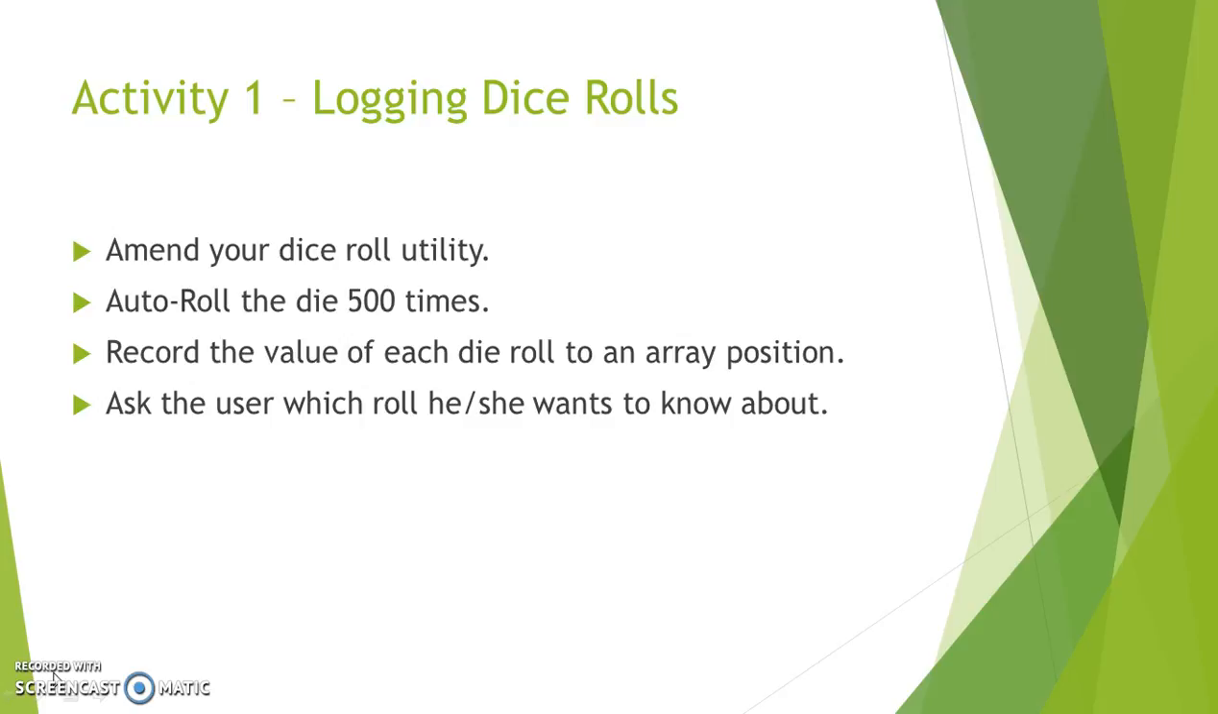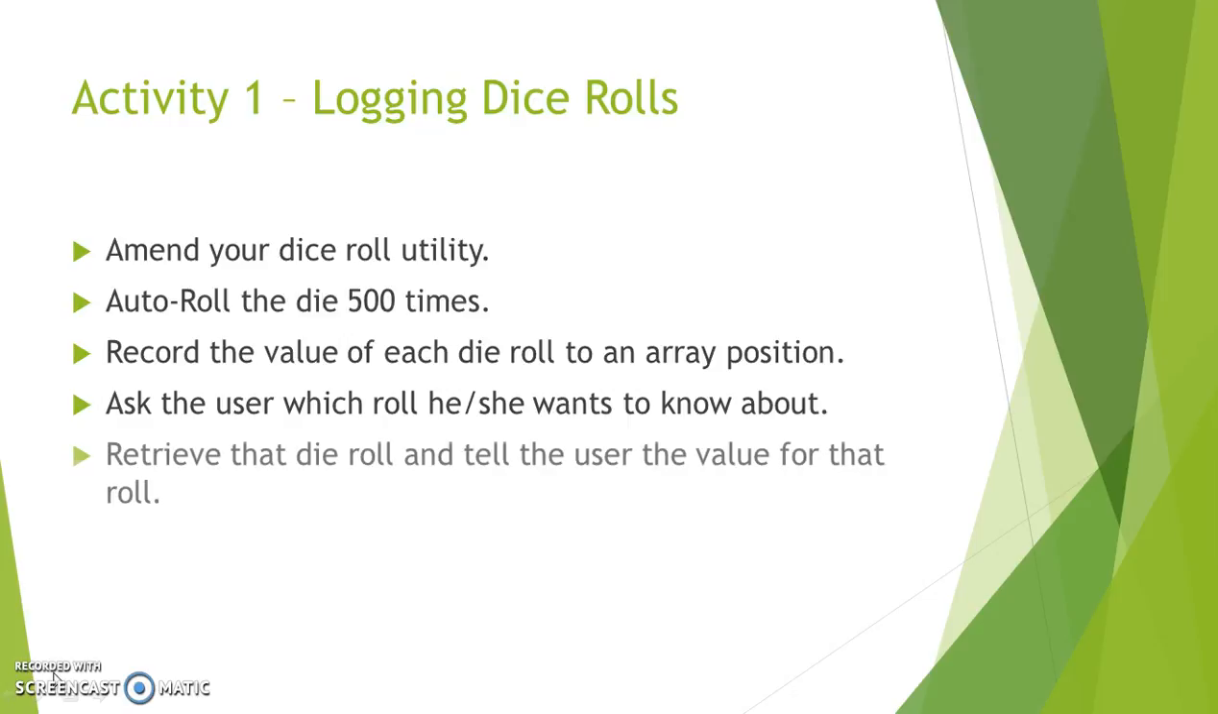And then what I'd like you to do, and this will illustrate a great deal of the value of arrays, I think, is ask the user which roll he or she wants to know about. In other words, ask the user to give you a roll number and you will output the value that was obtained in your experiment. So you can retrieve the die roll from the user's input and then tell the user the value for this roll.